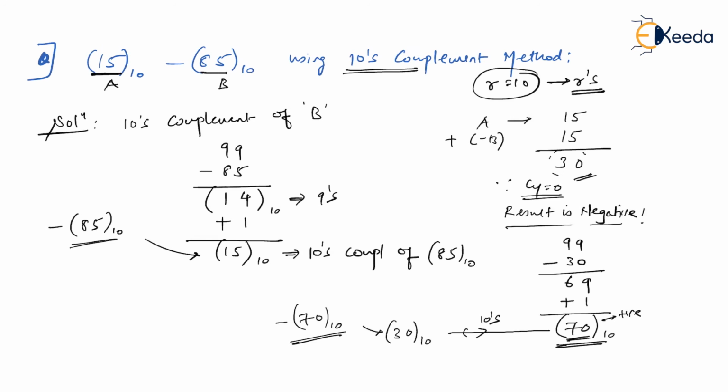Using 9's complement method, using 10's complement method, using 1's complement method, using 2's complement method, they are nothing but R's and R minus 1's complement methods.